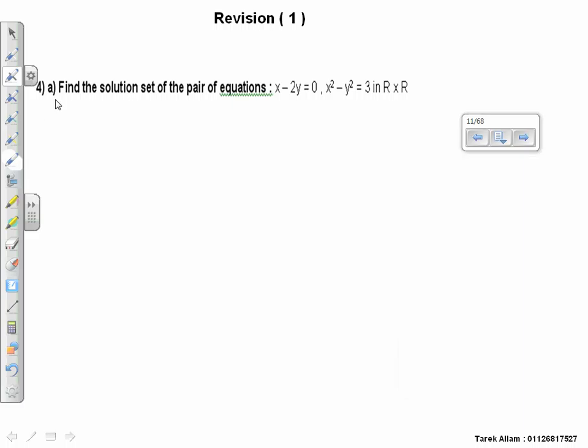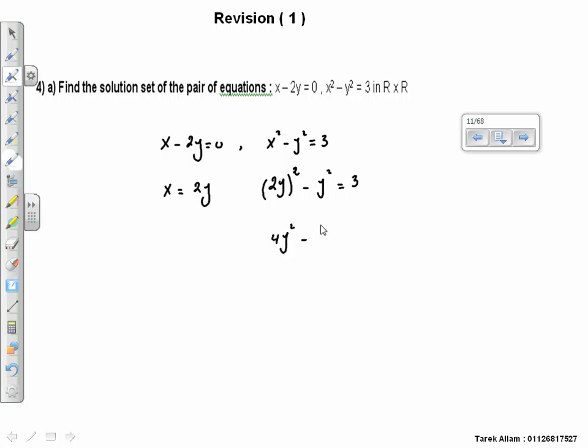Let's continue solving. Question number 4 is to find the solution set of the pair of equations x minus 2y equals 0 and x squared minus y squared equals 3 in R times R. So we will get the value of x in terms of y. So x equals 2y. By substituting in the second equation, (2y) squared minus y squared equals 3. So 4y squared minus y squared equals 3. 4y squared minus y squared is 3y squared equals 3. Therefore y squared equals 3 divided by 3 equals 1. So y equals the square root of 1, which is 1, or y equals negative 1.